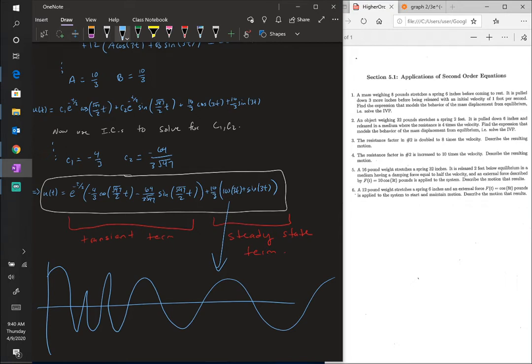If we graph it, we'll see that behavior. So let's look at the graph. See if we can get that to kind of show.